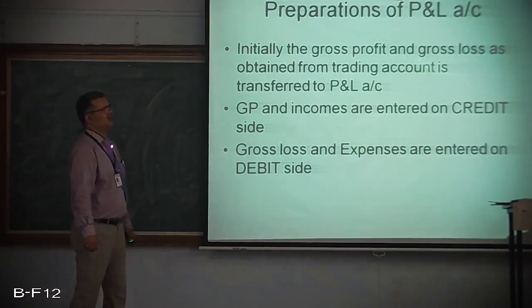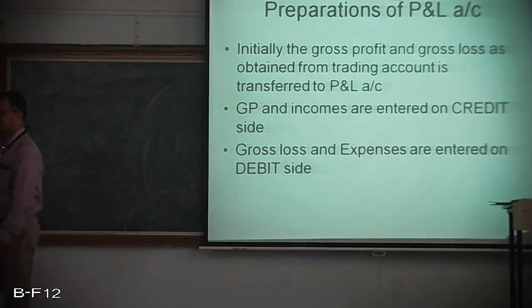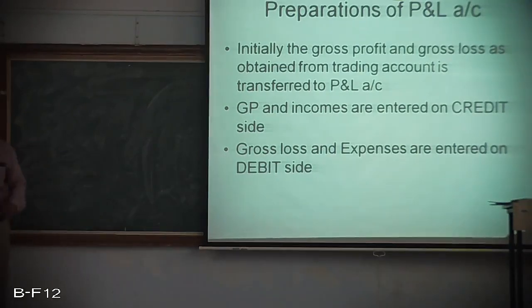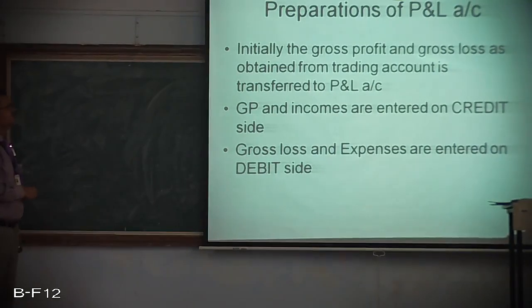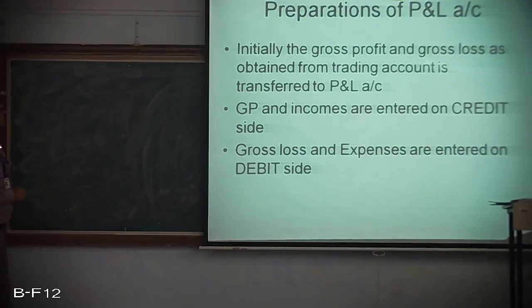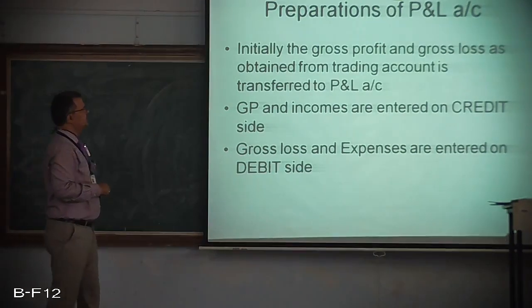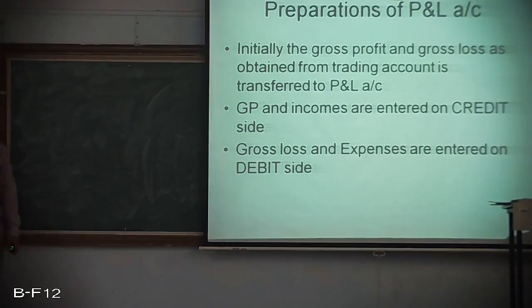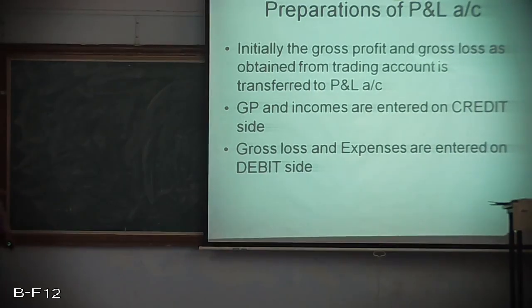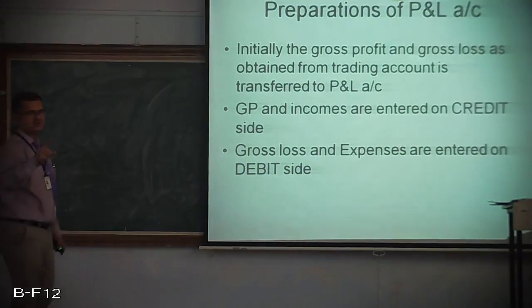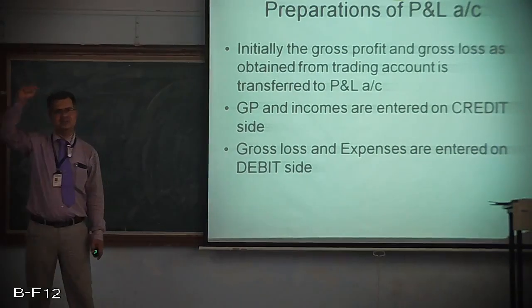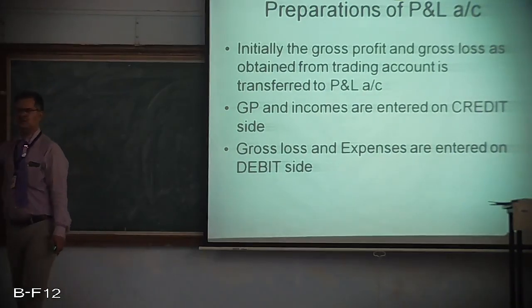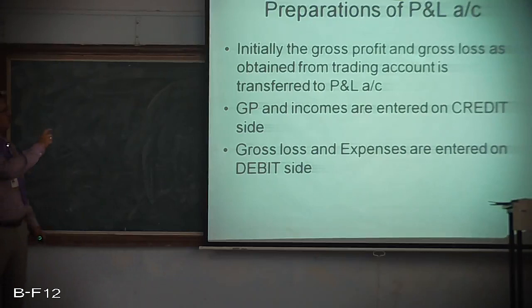Next, how to prepare it. After knowing the functions, we have to prepare the P&L account, that is, the profit and loss account. The first step is that the gross profit and gross loss obtained from the trading account are transferred to the P&L account. There is something called the trading account. All the gross profit and gross loss, including depreciation, interest, taxes, are shown in the trading account, and those things are transferred into the P&L account.